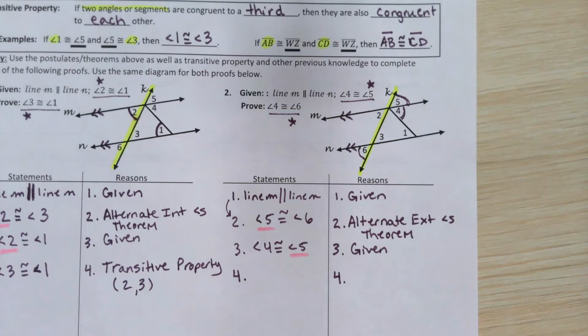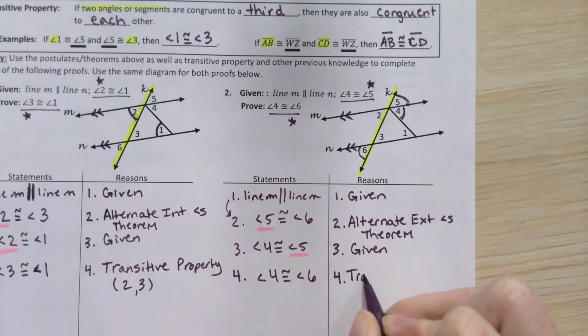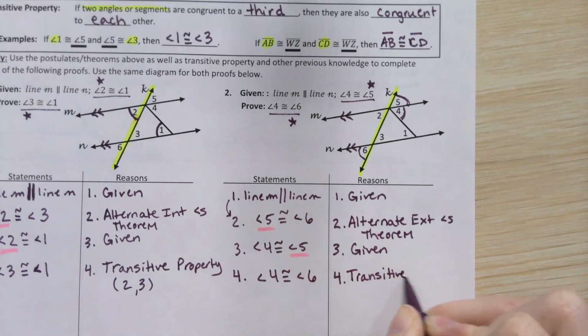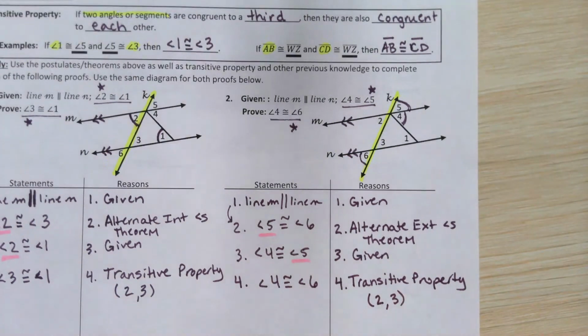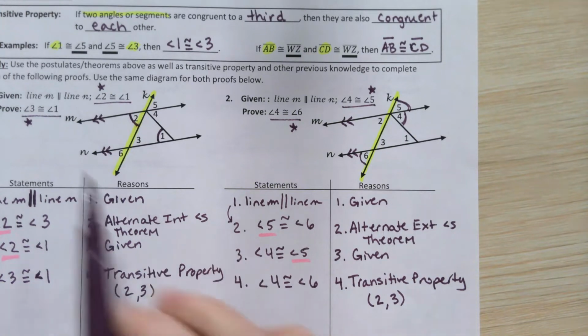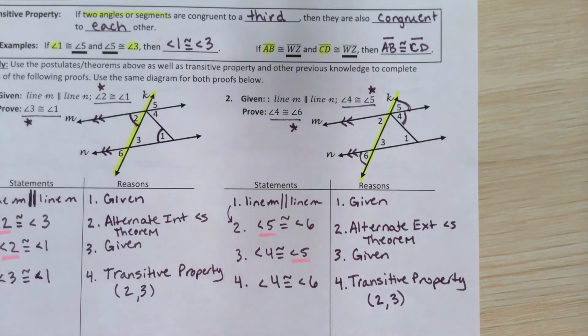Angle 5 is congruent to angle 6 and angle 4, so we should be able to finish it out and say that angle 4 is congruent to angle 6, thanks to that transitive property again, which is still combining statement 2 and statement 3 together, just like it did in that first proof. So just a slightly different statement based on my parallel lines, because my goal was to focus on angle 4 and 6 versus 3 and 1.